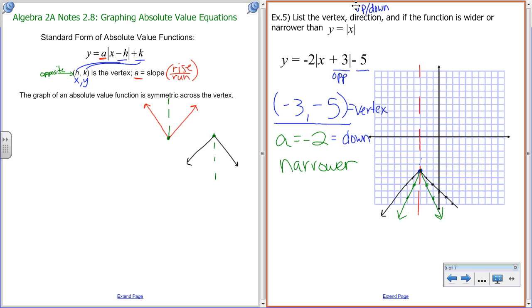Now, is there a way to determine that without having to graph y equals absolute value of x every single time? There sure is. It's going to be wider than y equals absolute value of x if the absolute value of a, so the positive or negative doesn't affect it, is less than 1. So that means if we have fractions. You need to be careful what types of fractions, but they have to be proper fractions. It's going to be narrower if the absolute value of a is greater than 1.